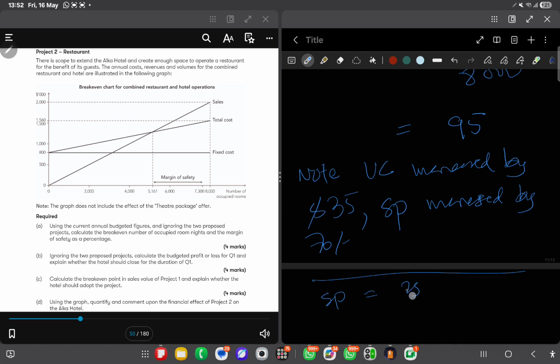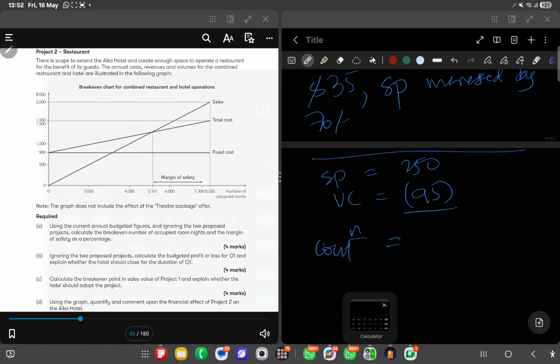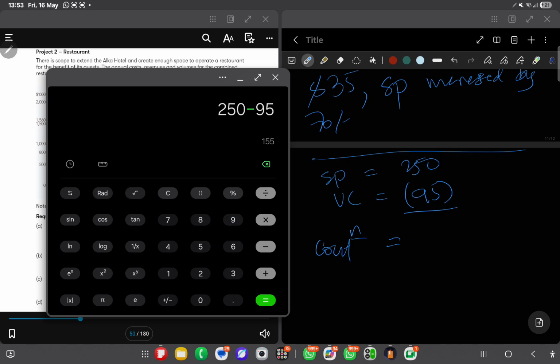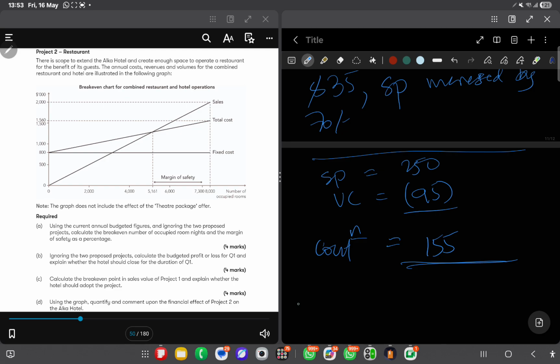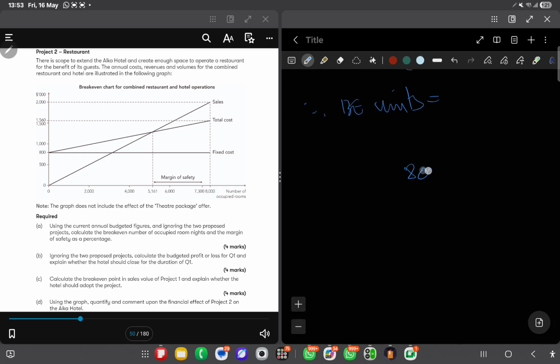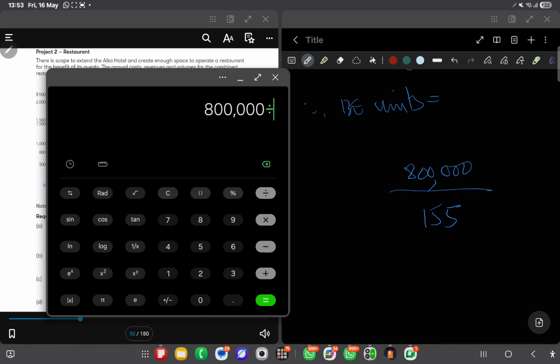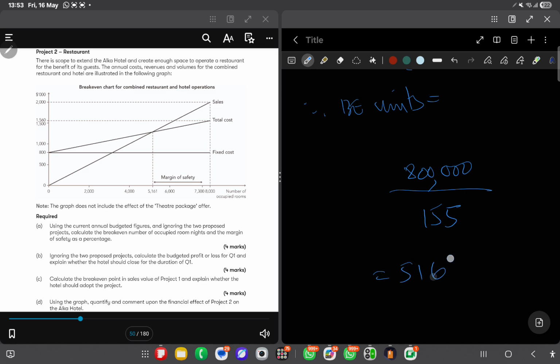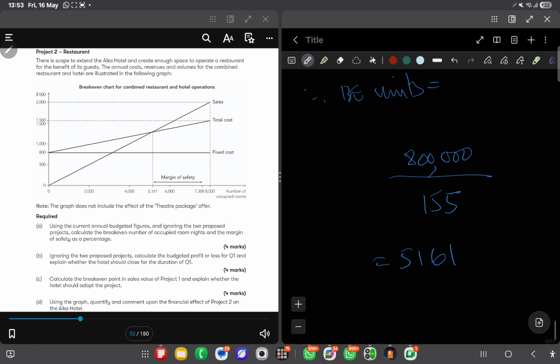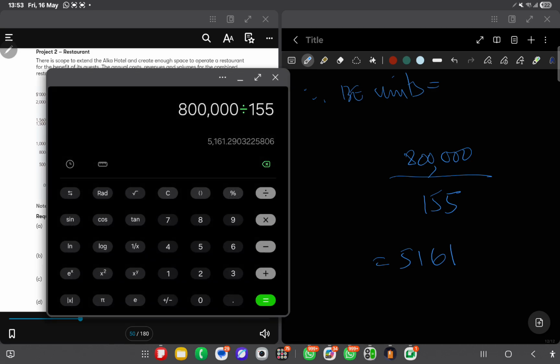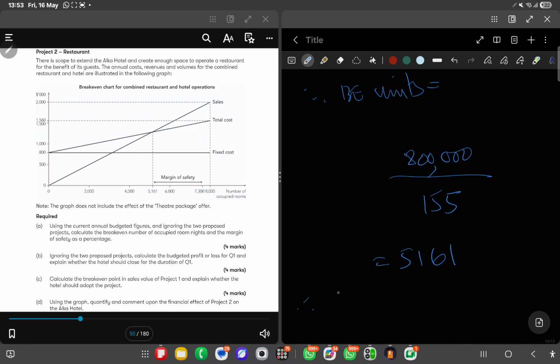So selling price 250, variable cost 95. So then how much is the contribution? Contribution will be 250 minus 95, 155. So now we can calculate break-even units. How to do that? Fixed cost 800,000 divided by 155, you will get 5,161. Now, if we don't incorporate project 2, my break-even unit is 5,000. But now my break-even unit is 5,161. So therefore, there is an increase of 161 rooms.